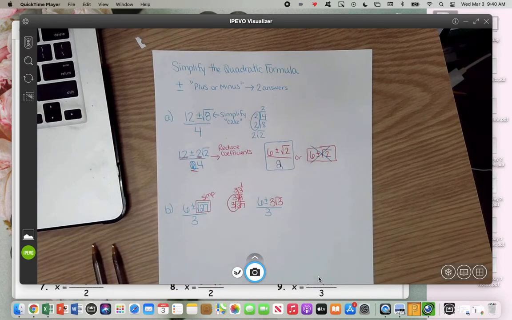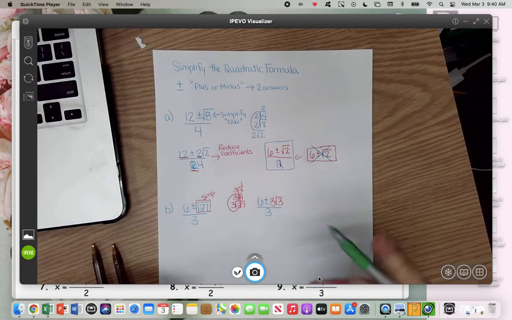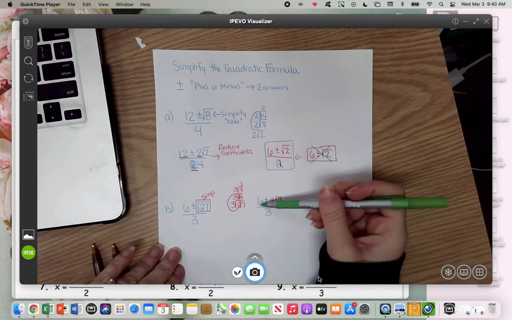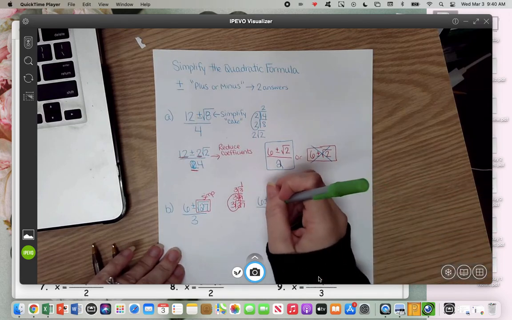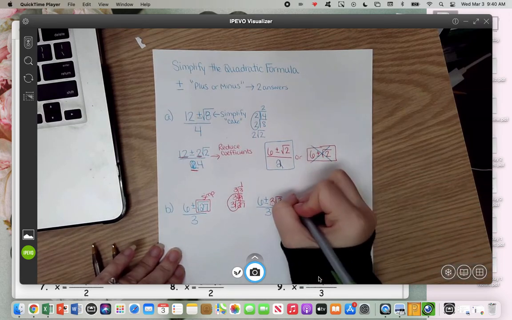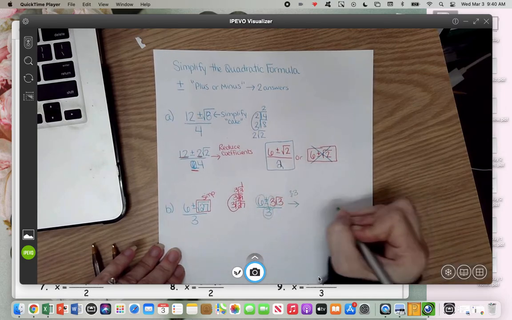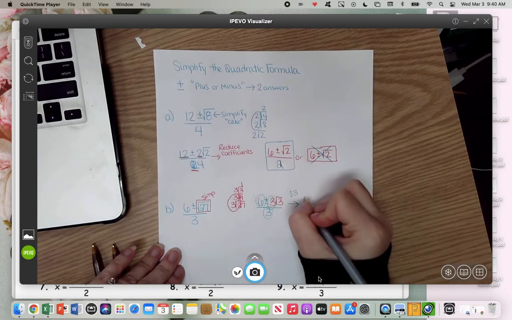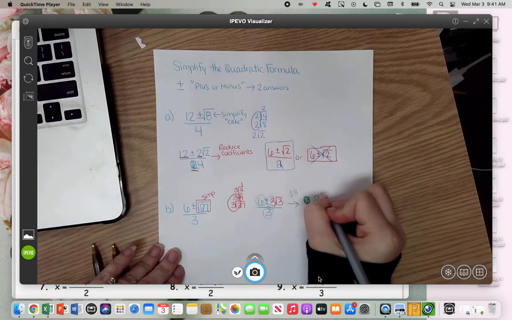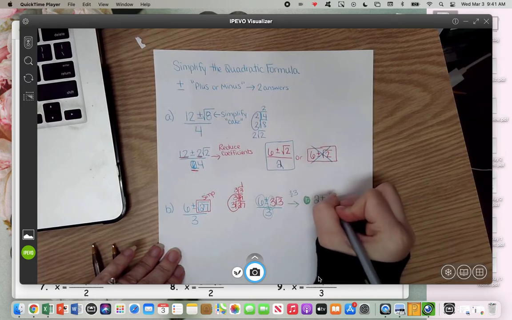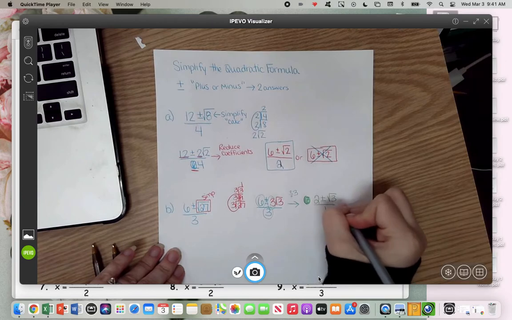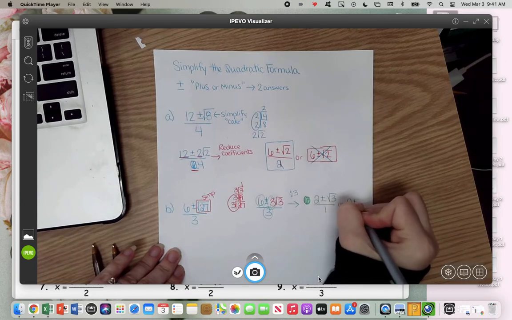And then we want to reduce those coefficients, and so the coefficients are not the radical. We're just talking about the numbers outside, not in the radical. So 6, 3, and 3, we can reduce those by 3. So we have not 6 anymore. 2 plus or minus 1 root 3 over 1, or just 2 plus or minus root 3.